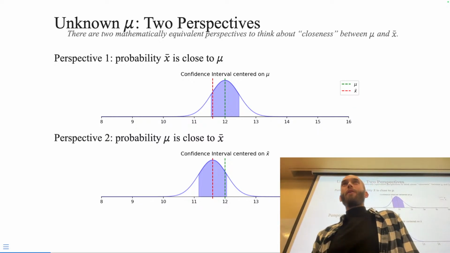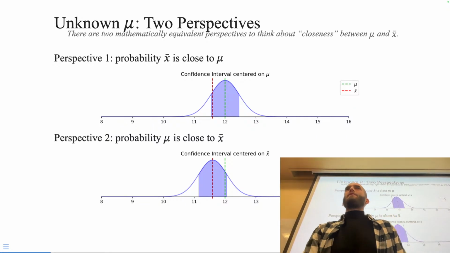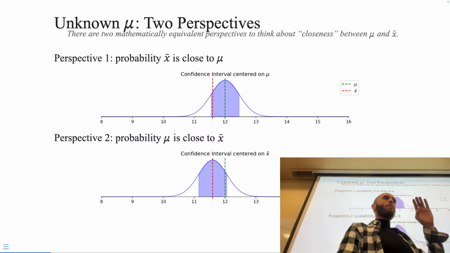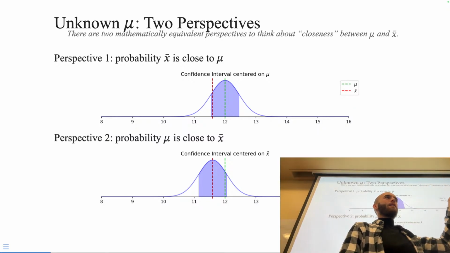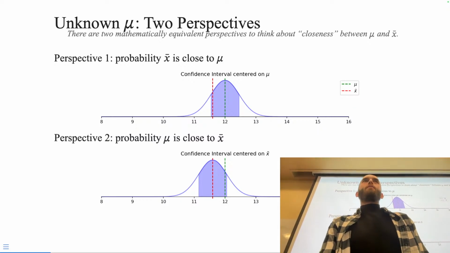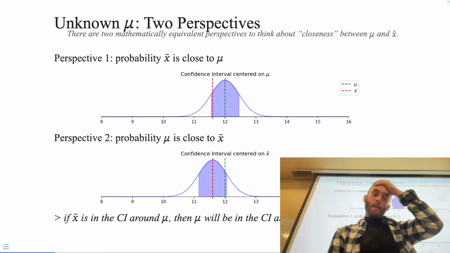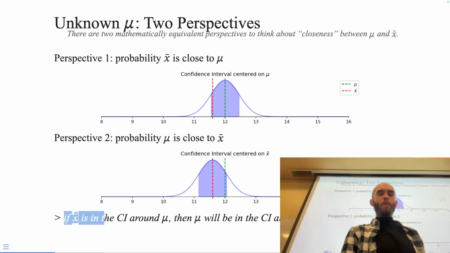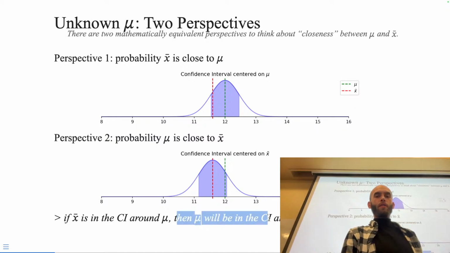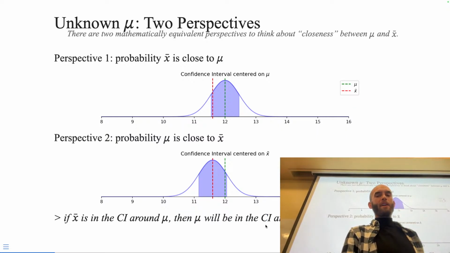The reason this is important is that if this weren't true, we couldn't do hypothesis testing. We can then ask questions about how far away any guess we make about the truth is, relative to the sample mean. So my claim is this: if x bar is in the confidence interval around the truth, then the truth, the population mean, will be in the confidence interval around the sample mean.